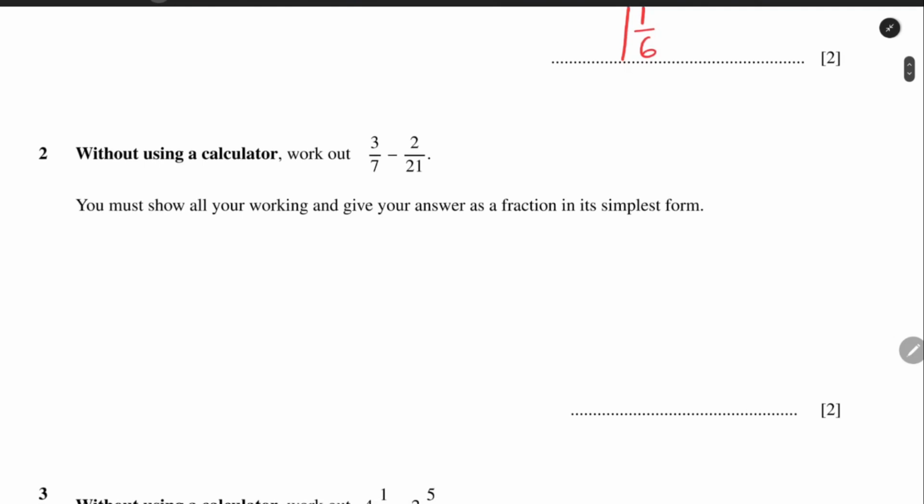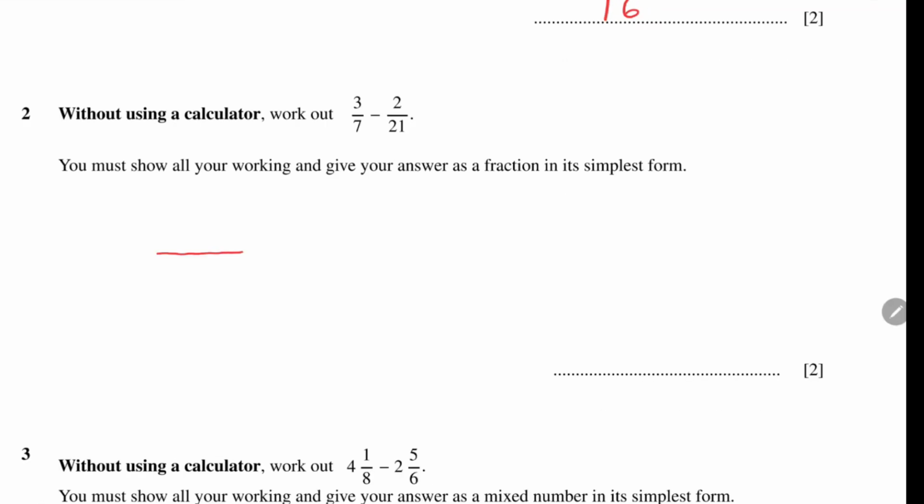Moving on to the next question. This time around, we are subtracting. All right. Now, the lowest common multiple of 7 and 21 is 21. 7 and 21, I have 3. 3 times 3 will give me 6. My sign is minus. 21 in 21, 1. 1 times 2, 2. So my numerator is 6 minus 2, which gives me 4. And my denominator remains 21.